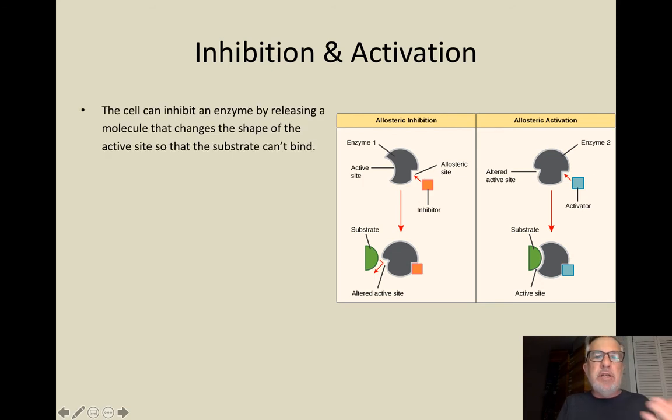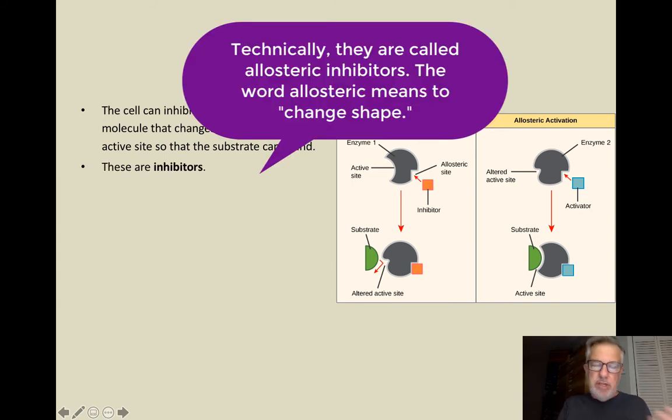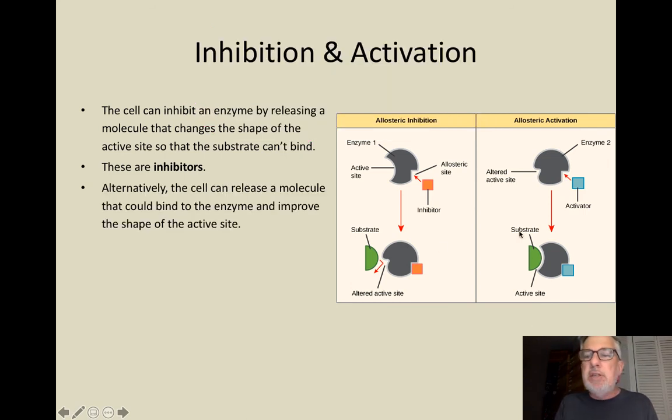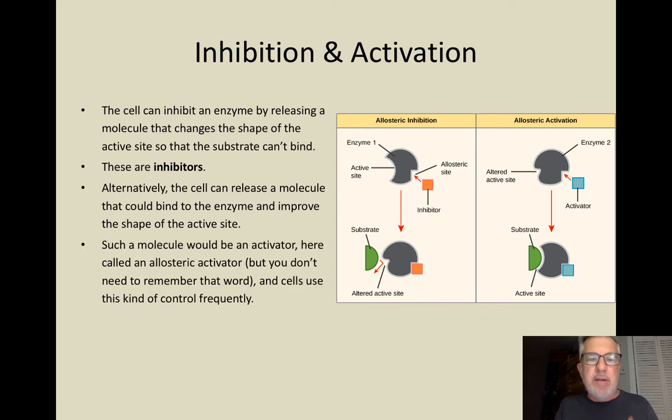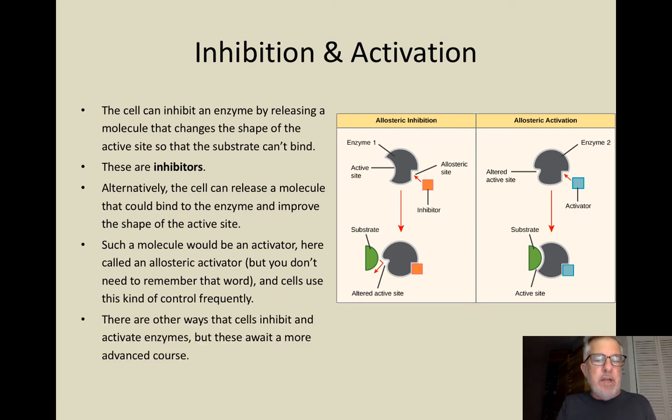First, they could release a molecule that changes the shape of the active site so that the substrate can't bind, and these are called inhibitors. So they can release an inhibitor molecule, as shown in the first panel here. Alternatively, they can release a molecule that could bind to the enzyme and improve the shape of the active site and therefore increase the rate of reaction. This is called an allosteric inhibitor or an allosteric activator, but you don't need to remember that word. Just remember that cells use these kinds of control frequently. There are other ways that cells inhibit and activate enzymes, but these are a way to more advance the course.